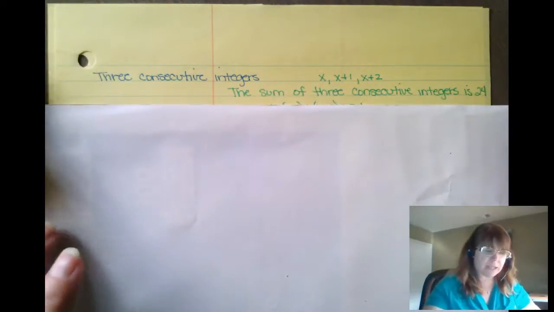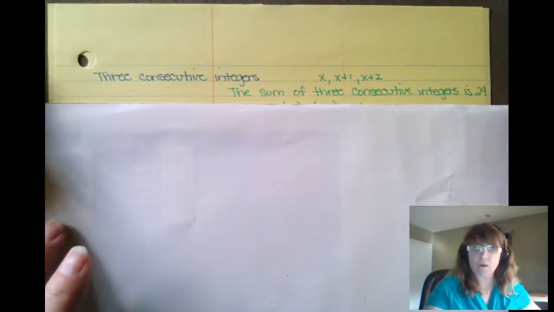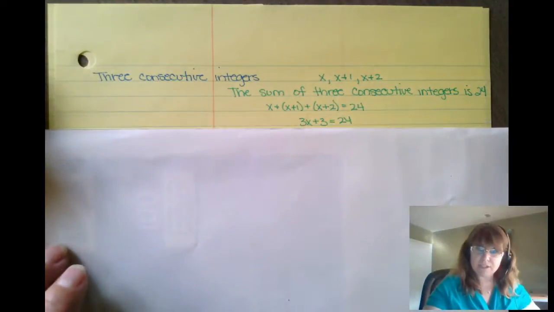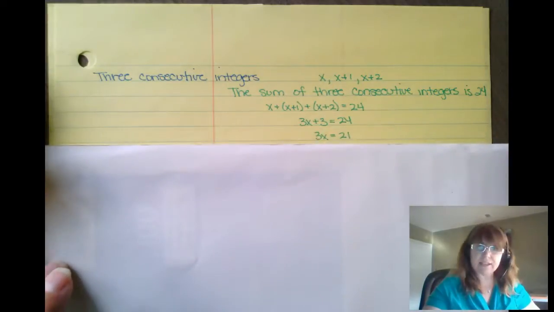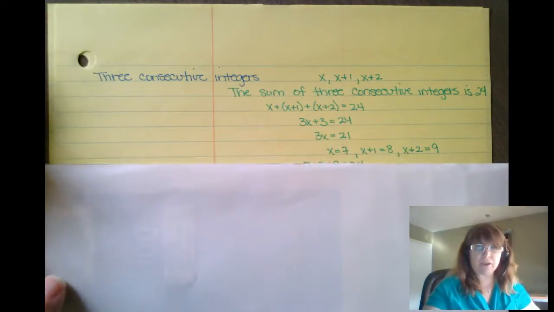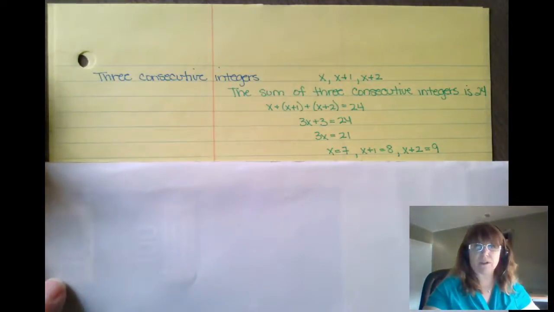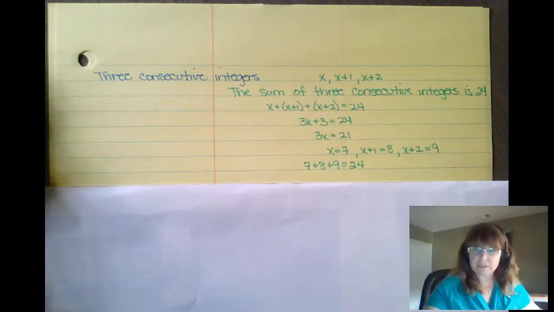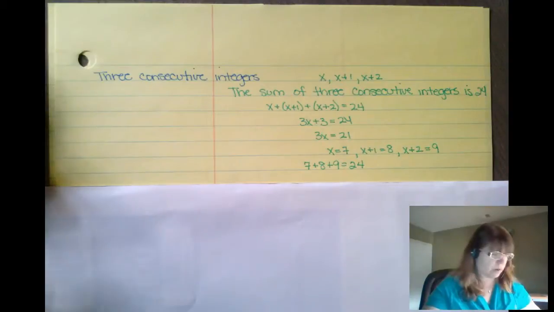So the sum of 3 consecutive integers is 24. So x + (x + 1) + (x + 2) = 24. Combine like terms, subtract 3 from both sides, divide by 3. So x is 7, x plus 1 is 7 plus 1, which is 8, x plus 2 is 7 plus 2, which is 9. So our integers are 7, 8, and 9. And of course, check your answer. 7 plus 8 plus 9 is indeed 24.